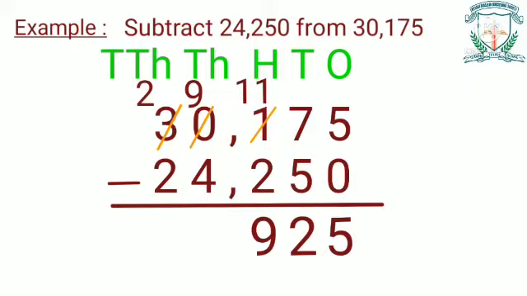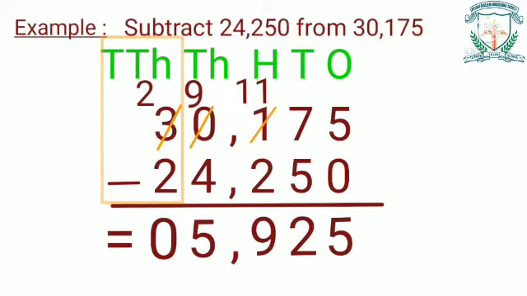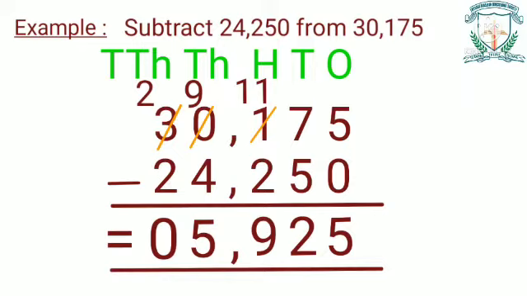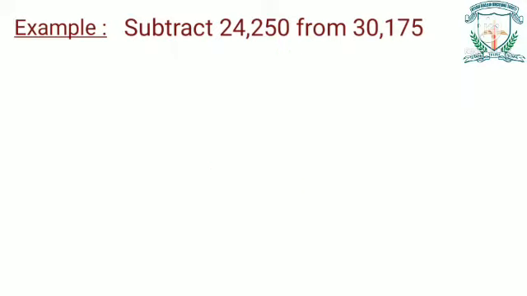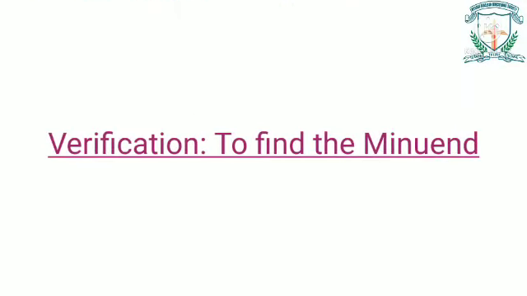Now, subtract 1000's place digits. That is, 9 minus 4 is equal to 5. Write 5 in 1000's place. Now, subtract 10,000 place digits. That is, 2 minus 2 is equal to 0. Write 0 in 10,000's place. So, the difference obtained is 5,925. Let us check the answer of subtraction is correct or incorrect.